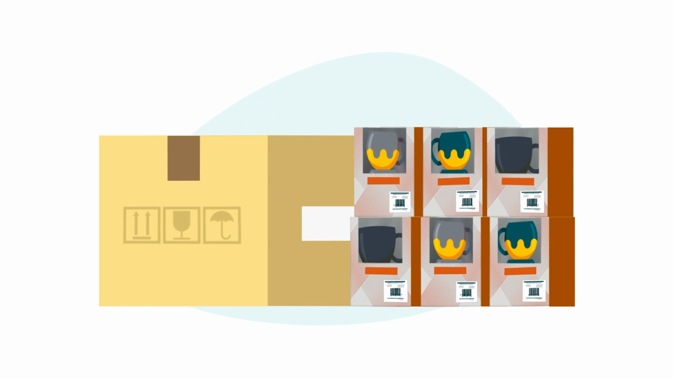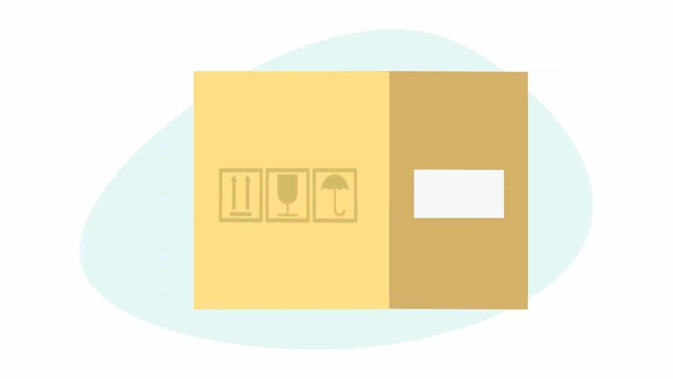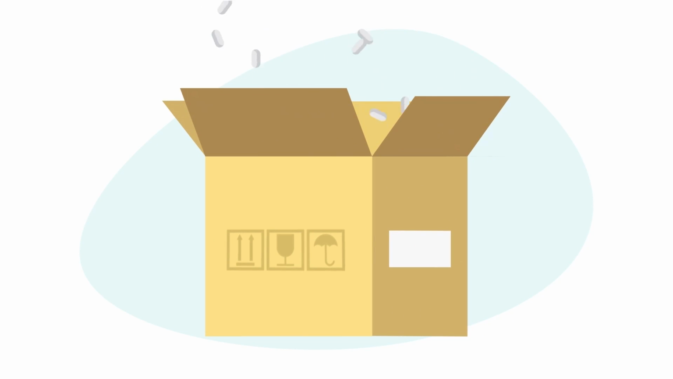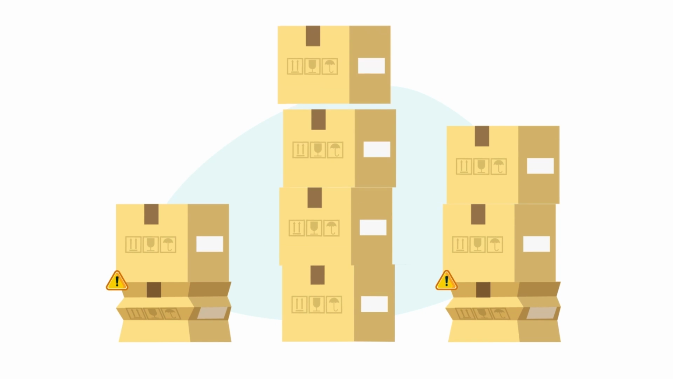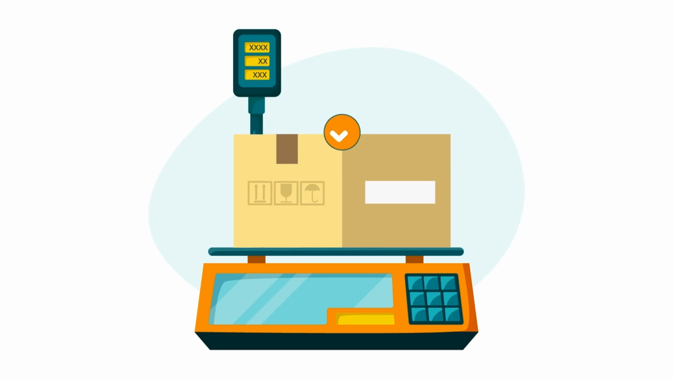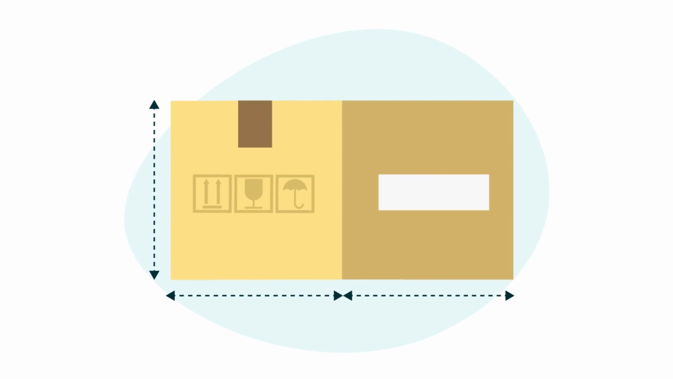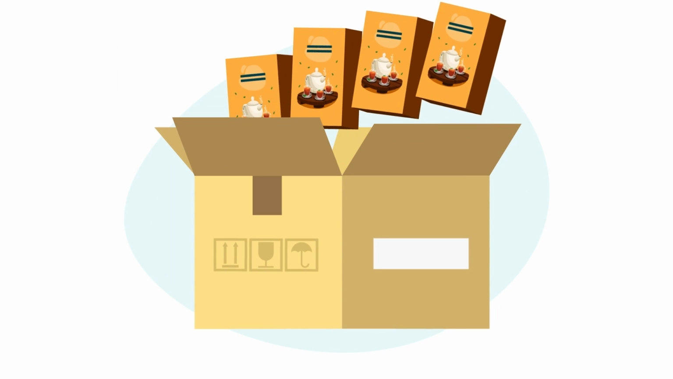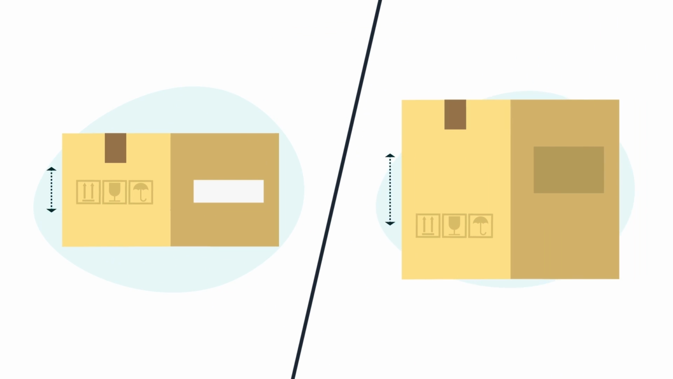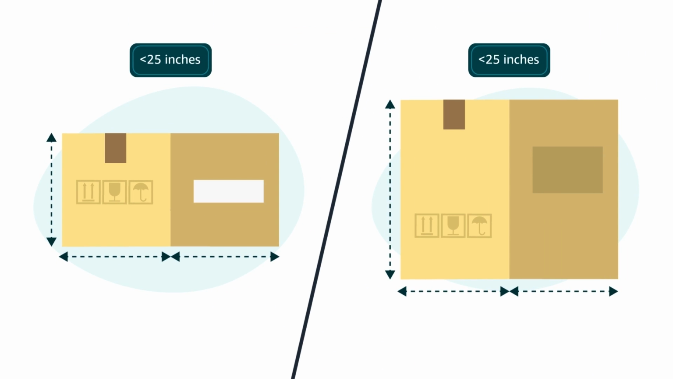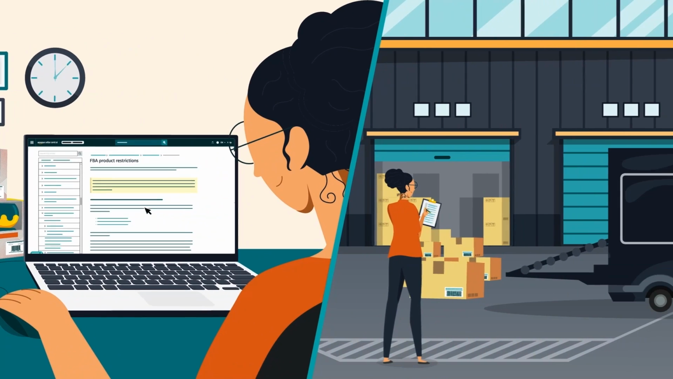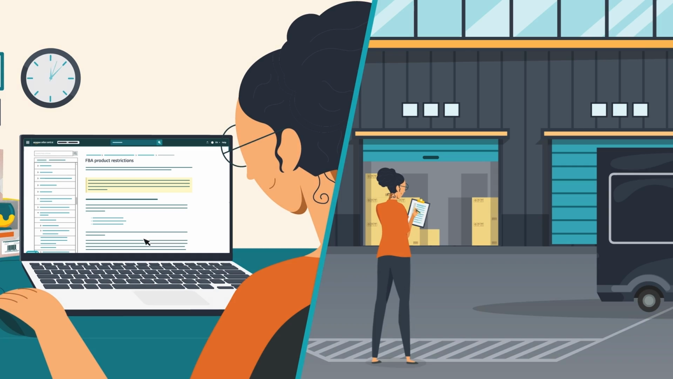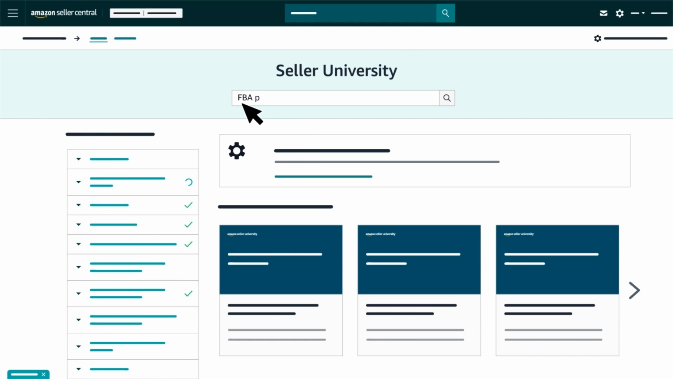It's important that you use a rigid, suitably sized, 6-sided box with its flaps intact. The box must be filled with enough packing material so that it doesn't collapse when heavier boxes are stacked on top of it. All cartons must meet the weight requirement and correct values provided for every shipment. And boxes containing multiple standard size items or oversized items must not exceed 25 inches on any side. Make sure that you're also familiar with FBA product restrictions before sending your products to fulfillment centers. To learn more, search for our video, FBA Product Restrictions Overview, in Seller University.